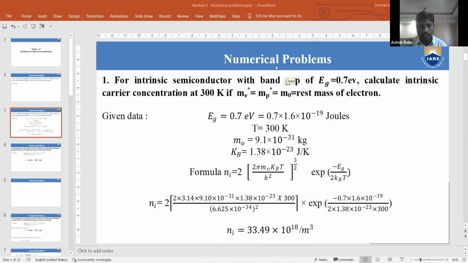So someone, 413. Are you there, Amma? 413. You get 1.1 into 10 power 10. Once recheck the answer, Amma. Once recheck the answer.